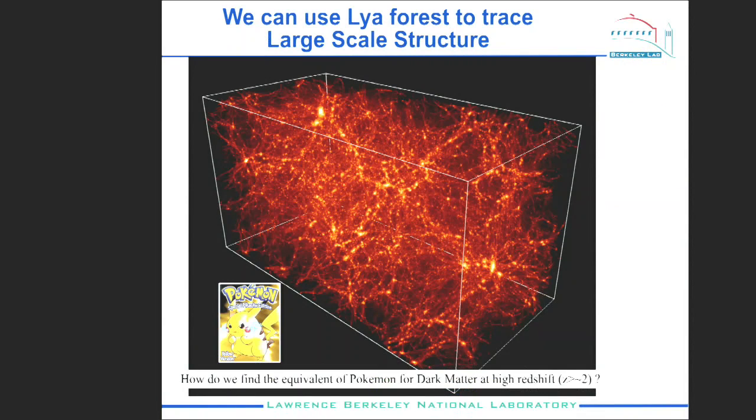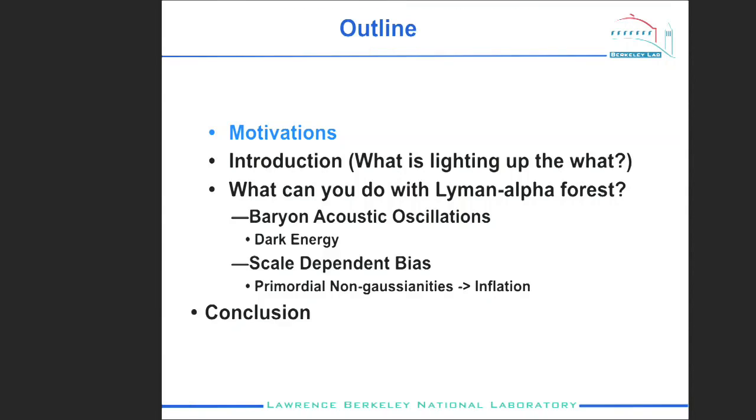And so we can use something called the Lyman-alpha forest to trace large-scale structure. This is my Pokemon for now. I know you might be too young to know what Pokemon is, I'm sorry. So how do you find the equivalent of Pokemon for dark matter at high redshift? At low redshift, you can use normal telescopes to look at bright stuff like galaxies, quasars, stuff that emits light. At high redshift, it's a little easier, especially redshift larger than 2. So we're going to do that today.